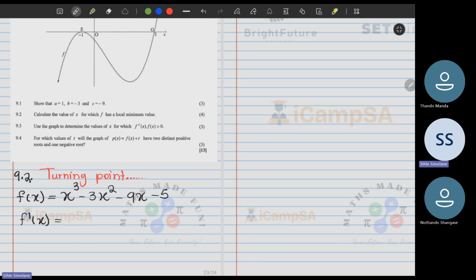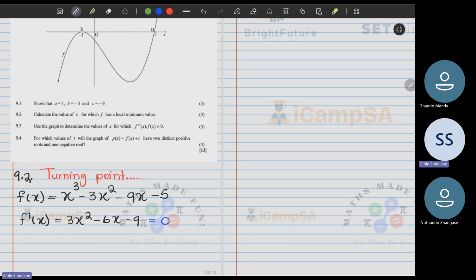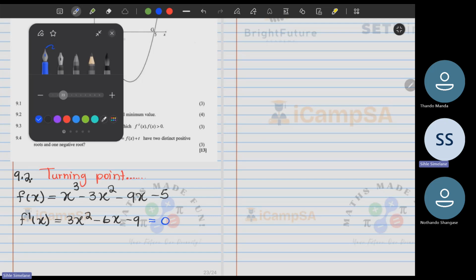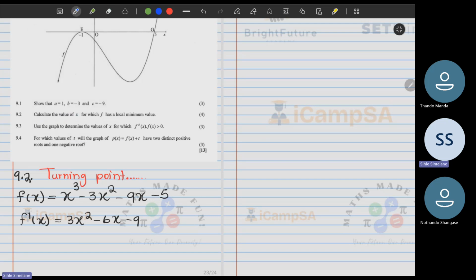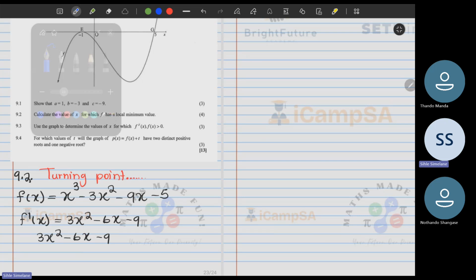What is it equal to? It would be very easy for you guys at this point. So it's 3x squared minus 6x minus 9. Okay. What we are going to do is take this and equate it to 0. So let me do it on the next line. Let's copy all of that, paste it here, and then equate it to 0.